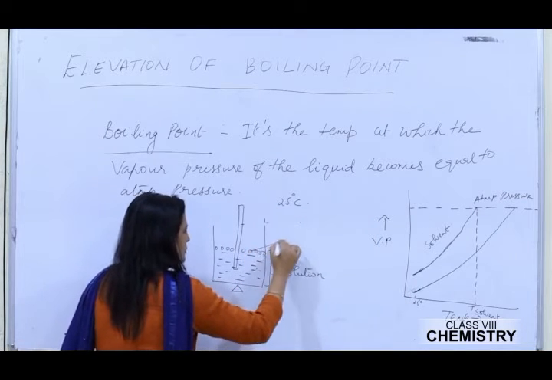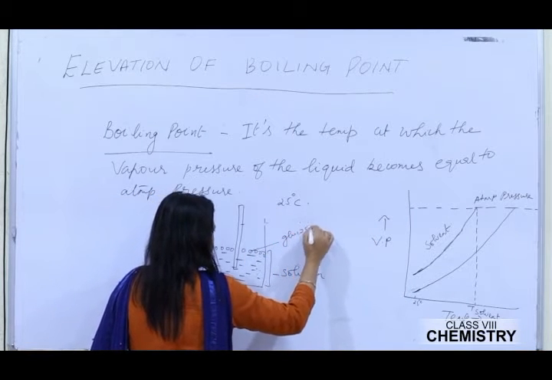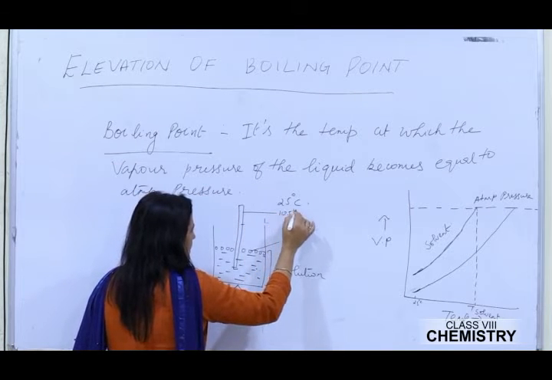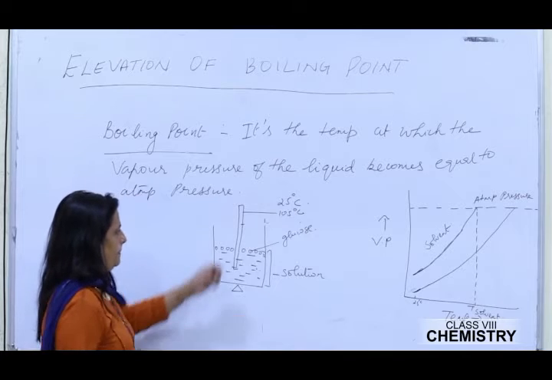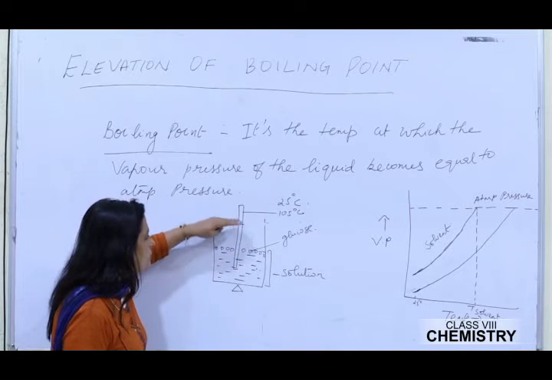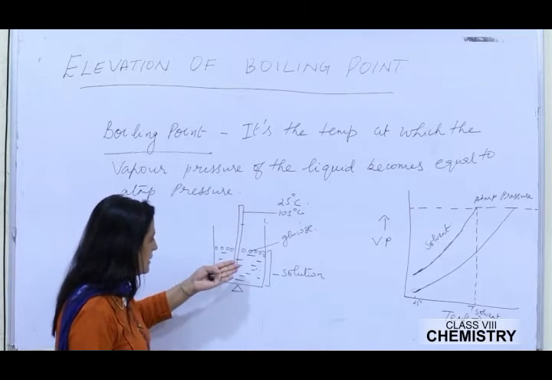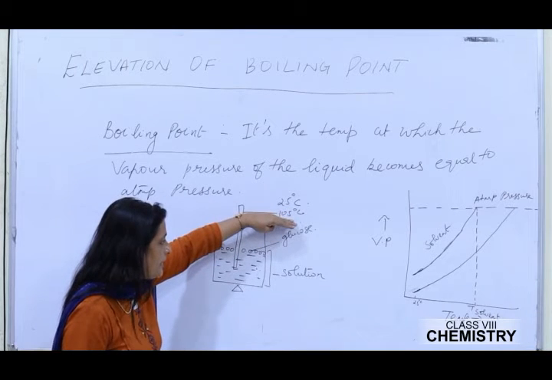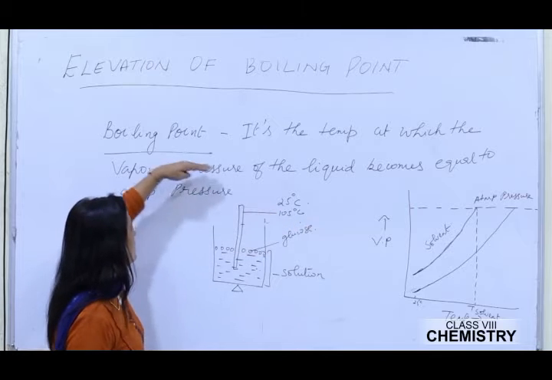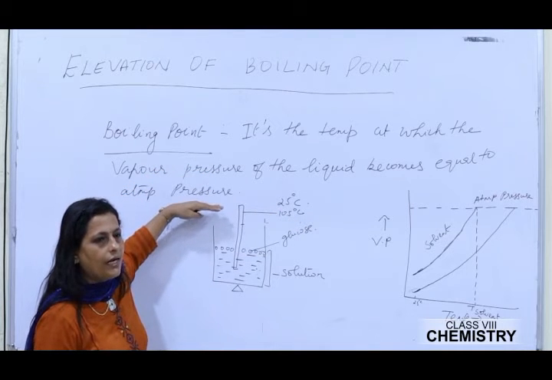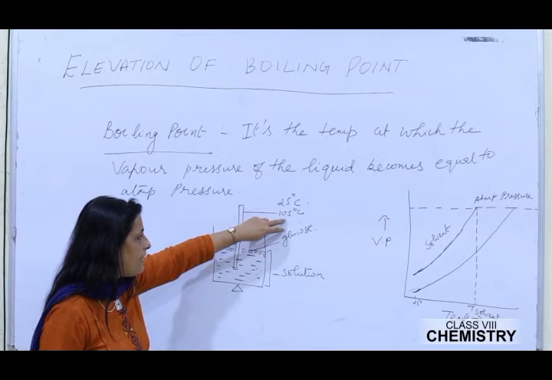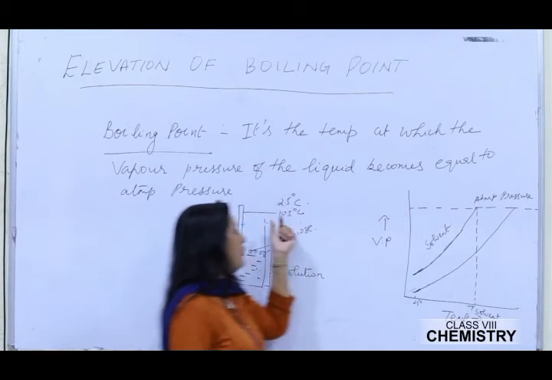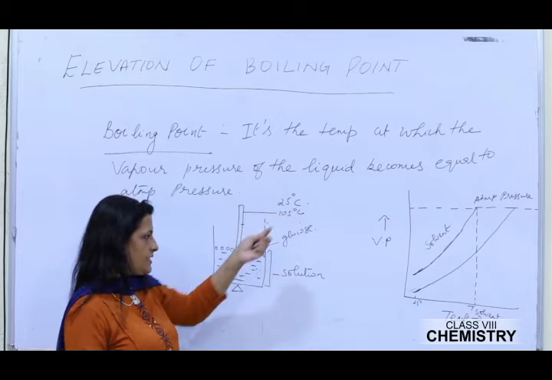Suppose the non-volatile solute you added is glucose. Now you see, when it reaches 105 degrees C, the process of boiling has stopped. That is, you are supplying heat, but the temperature becomes constant. Why? Because at 105 degrees C, the vapor pressure of the solution has become equal to what? Atmospheric pressure. So this 105 degrees C represents what? The boiling point of what? Solution.